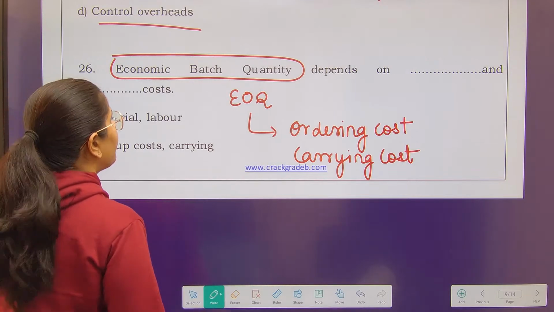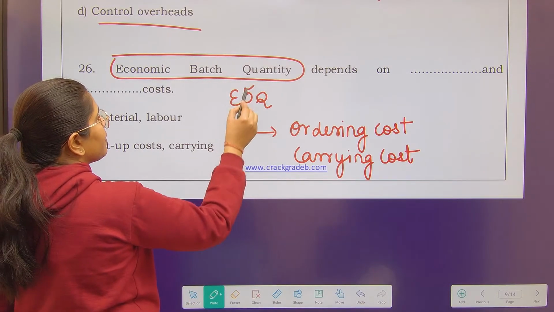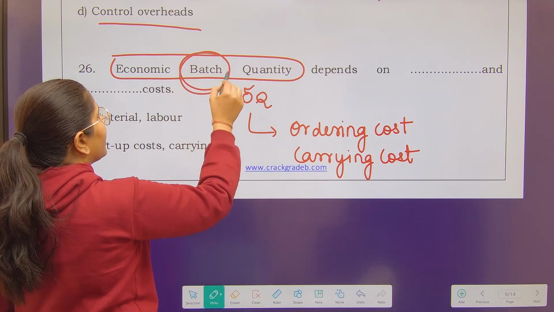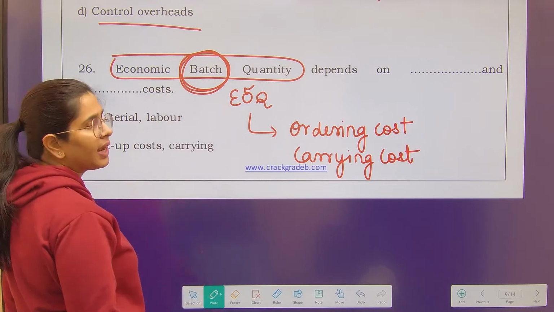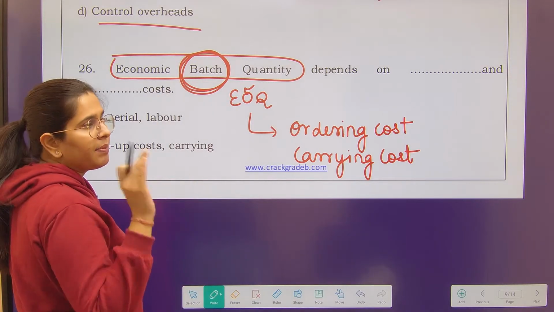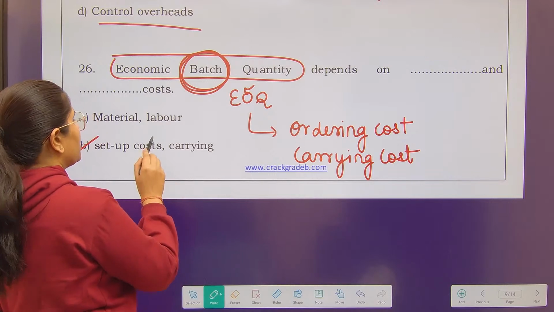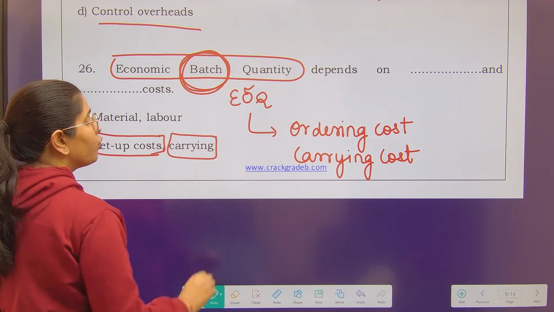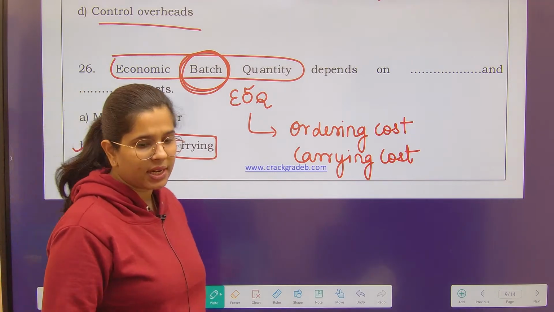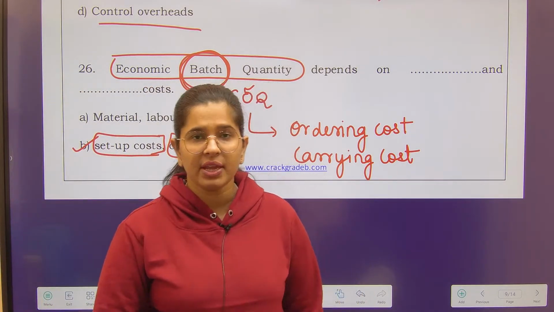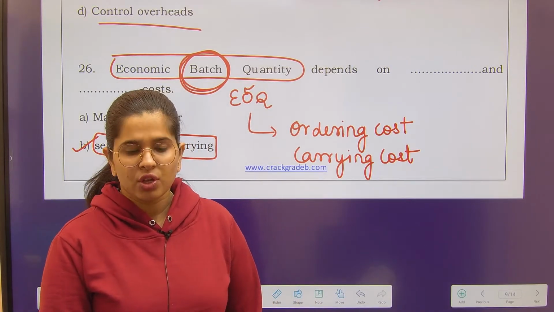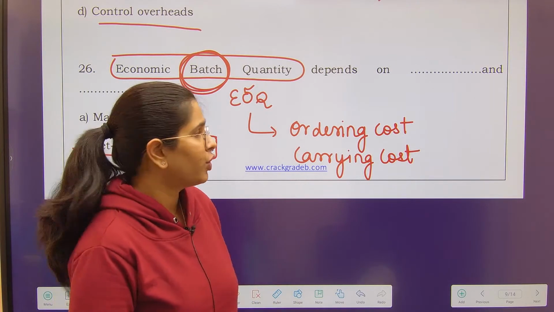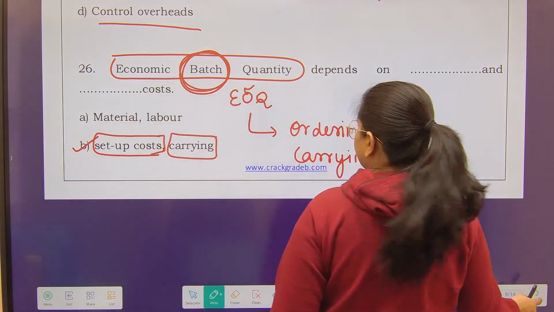Why? Because this was the concept of economic order quantity. This is the concept of batch, that what should be the appropriate size of one batch, meaning one lot of manufacturing. So whatever cost you are incurring on the setup, and whatever cost you will be incurring once your production is done in order to maintain that inventory is called carrying cost. So there should be a trade-off between these two in order to balance the costs.